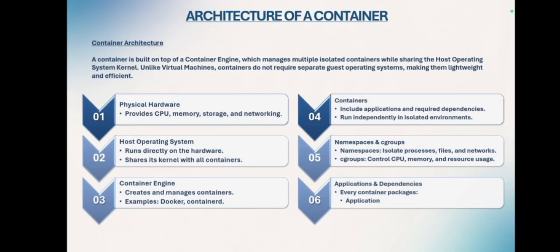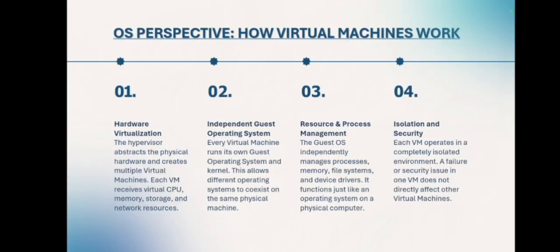From the operating system's perspective, virtual machines and containers achieve isolation differently. Virtual machines virtualize the hardware. Each VM has its own operating system and kernel. Containers use operating system level virtualization. They share the host kernel but maintain isolated user spaces. This allows multiple applications to run independently while using fewer system resources.